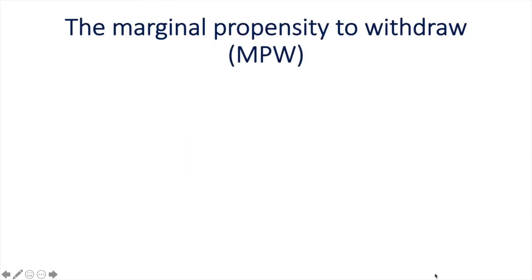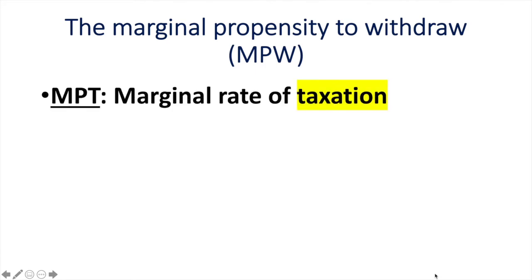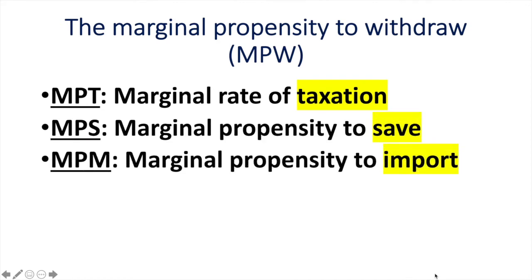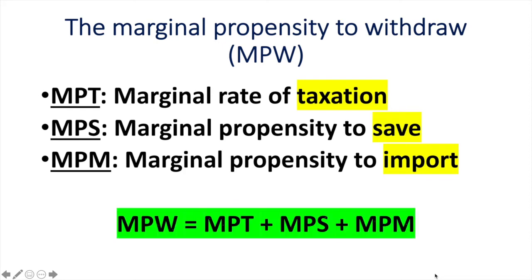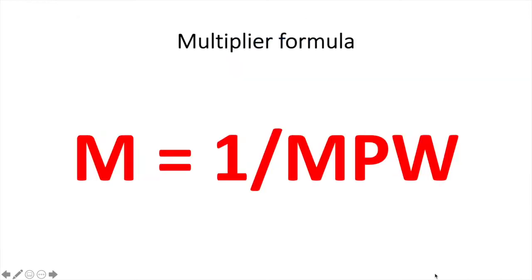Now remember, in the 4-sector economy, there are 3 withdrawals from the circular flow of income. First is taxation, second is savings, and third are imports. These each have an associated marginal propensity or rate associated with them, but together they form our overall marginal propensity to withdraw, or MPW. In the 4-sector economy, we can calculate the multiplier as either 1 divided by 1 minus the MPC, or this formula, where the multiplier is equal to 1 divided by the marginal propensity to withdraw, or MPW.